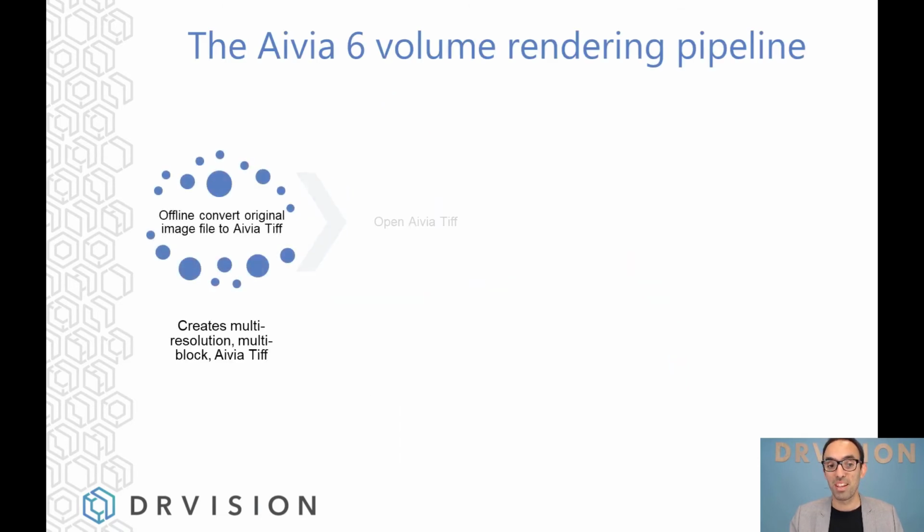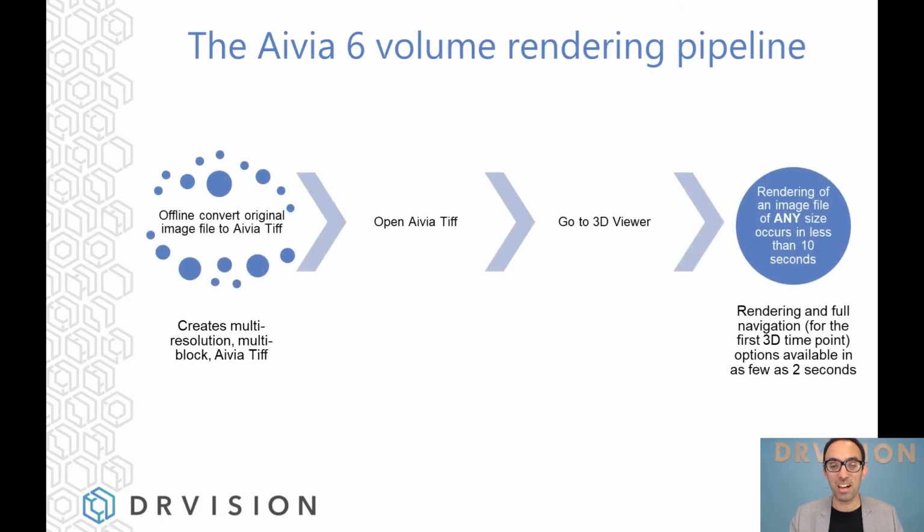So this is the pipeline that we recommend. The recommendation that we have is to use our offline conversion tool. That's part of Aivia 6. It's also newly launched today. You can just drag and drop and save, and it will run in the background. So you can have Aivia open, you can have the batch converter going in parallel.